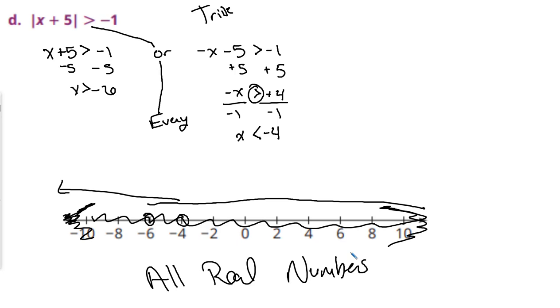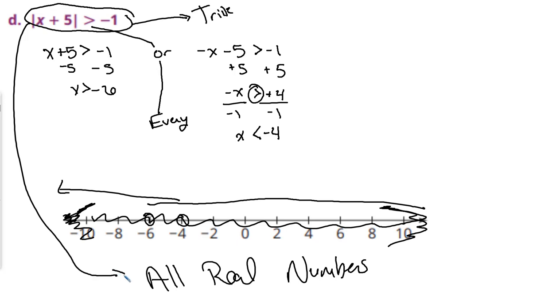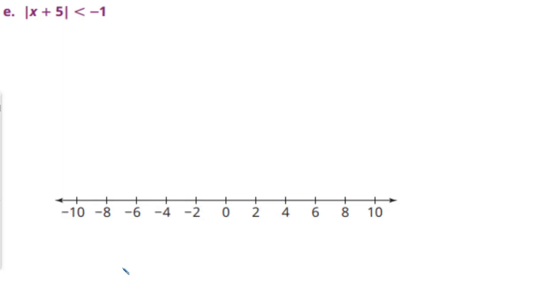So I want you to think about it. If we look at the original problem, let's think about it. The trick is, when is absolute value greater than a negative? Always. So that automatically takes you down to all real numbers. Let's look at this next one.